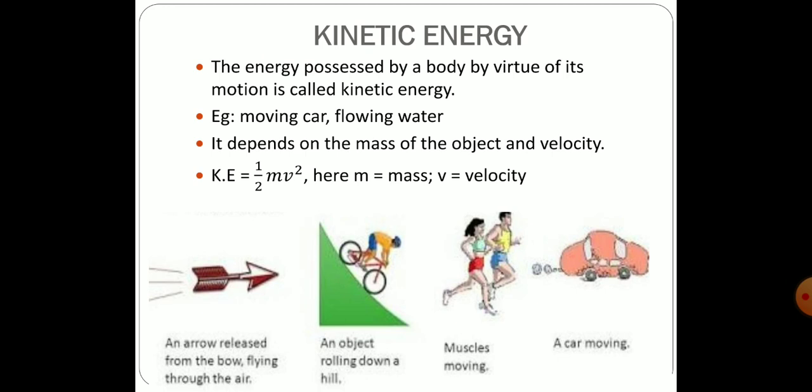So I'm going to increase the velocity or mass, and then I can increase that particular kinetic energy. So kinetic energy is equal to half into m into v squared. Example, the arrow released from the bow.